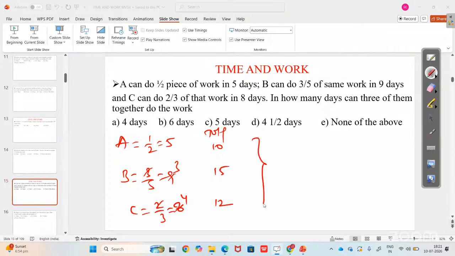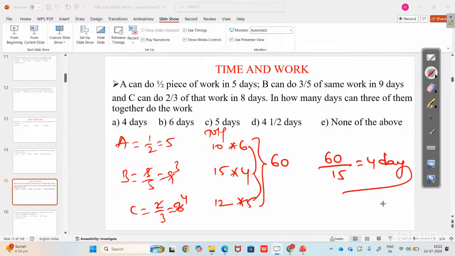Again LCM is 60. So 10 into 6, 15 into 4, 12 into 5. So 10 plus 5 equals 15. 60 by 15 is equal to 4 days. Answer is 4 days.